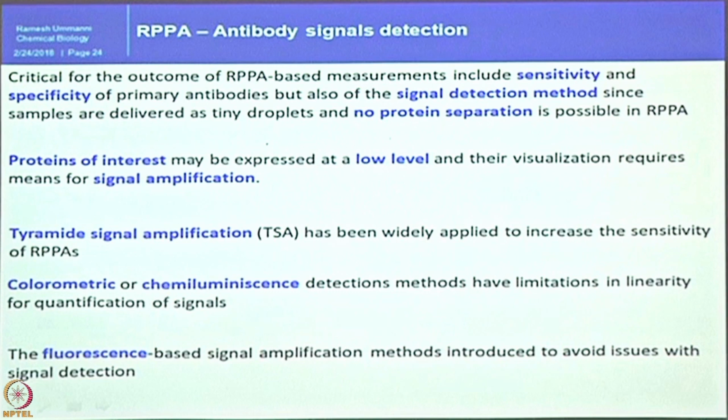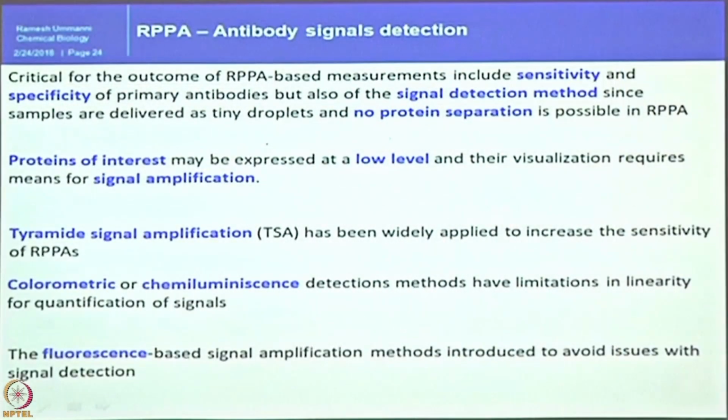So you should worry about the sensitivity and specificity, but also the signal detection method, since the samples are delivered as very tiny droplets, and no protein separation is possible in RPPA, unlike in Western blot, where your proteins are separated into different bands. It is like a partial purification, but here we are not following any separation methods, right? So the protein of interest may be expressed at a very low level, and its visualization requires signal amplification.